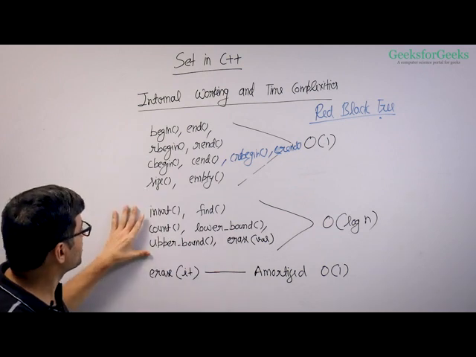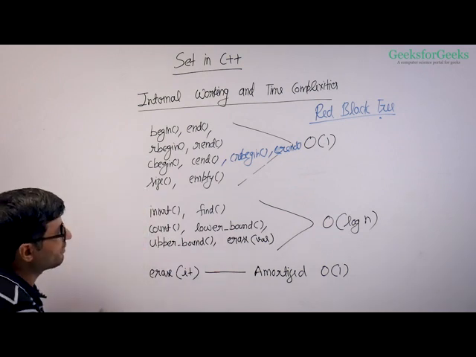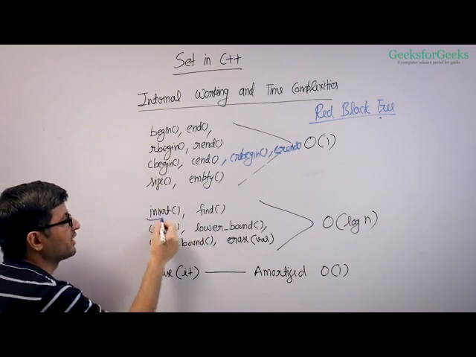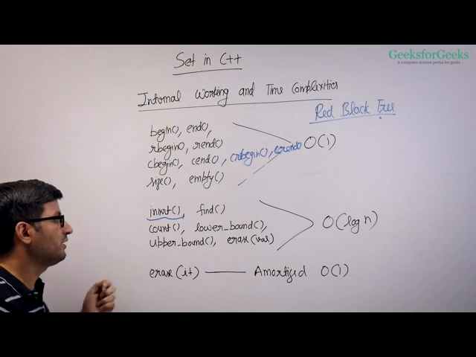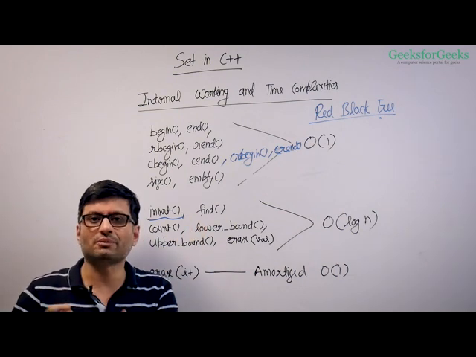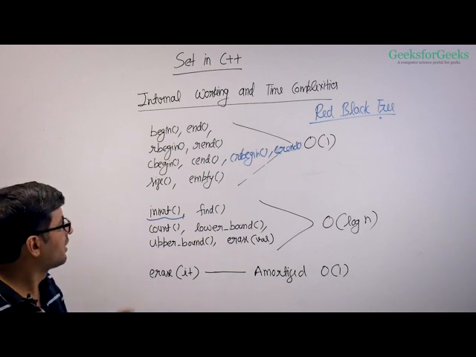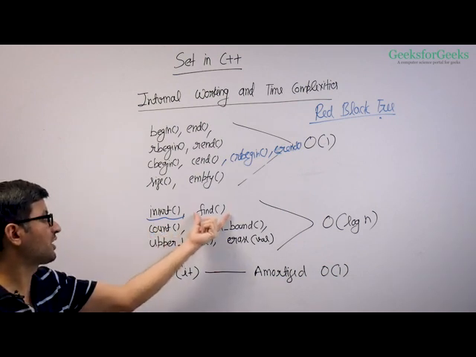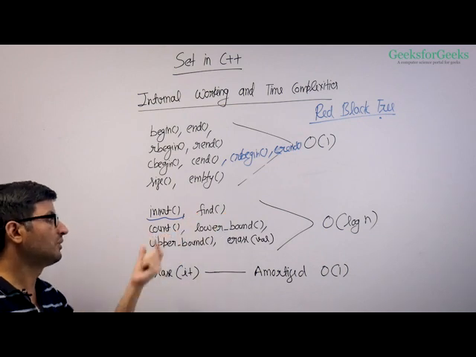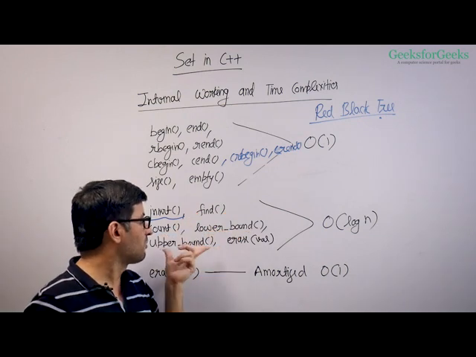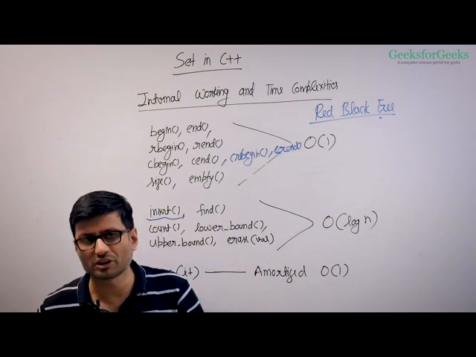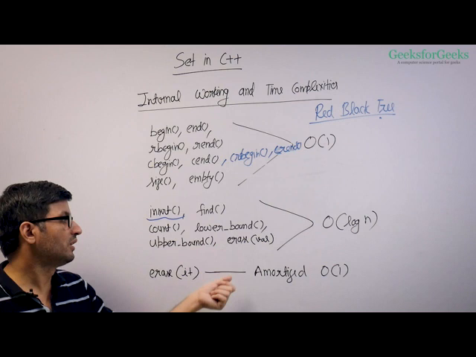Let us talk about these functions: insert, find, and count. The insert function, since it is a red-black tree, is going to be log n. Find function, again log n, because it's a red-black tree, you will have to search across the height. Count function is similar to find function. Find function returns an iterator, count function returns 1 or 0. Lower bound and upper bound are also search functions. They also traverse across the height. So both of them are log n.